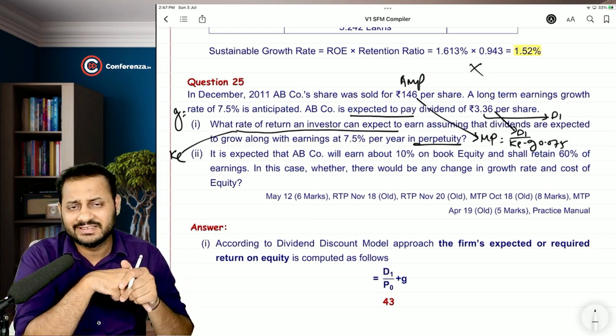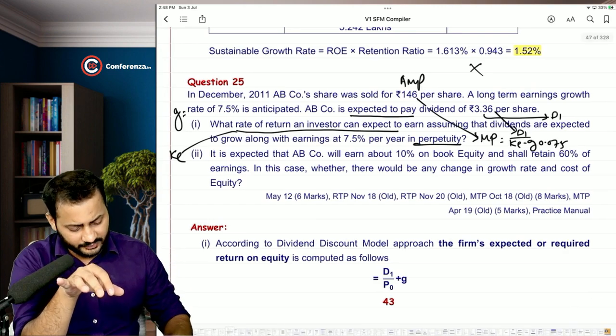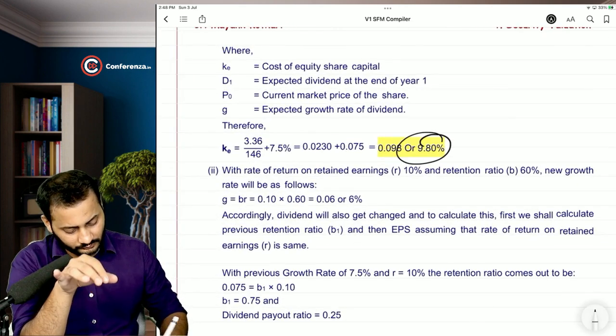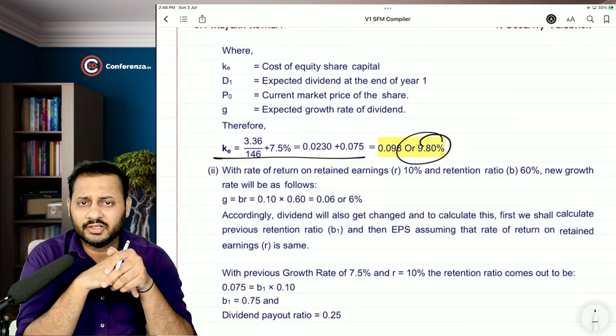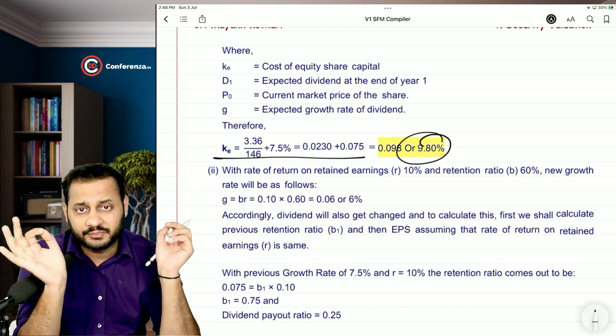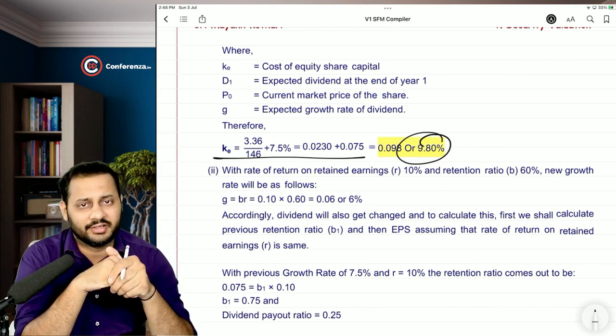Yes, sir, we can easily do it, and it will be somewhere around 9.8%. Have a look. Very easy, just put in the figures and you will get the answer. But this is not why I took this question. This part is not why I took this question. The second part is more interesting.